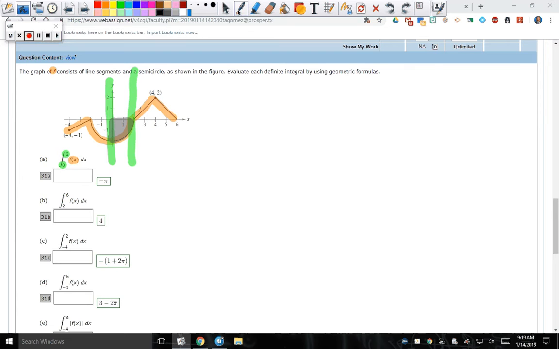Pi r squared divided by 4. We know the area of a circle is pi r squared. This is a quarter circle. The radius, anybody, is what? 2. So the area of the entire one would be 4 pi.